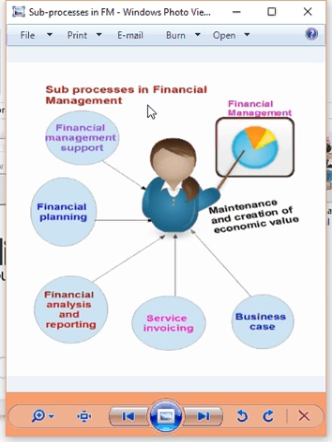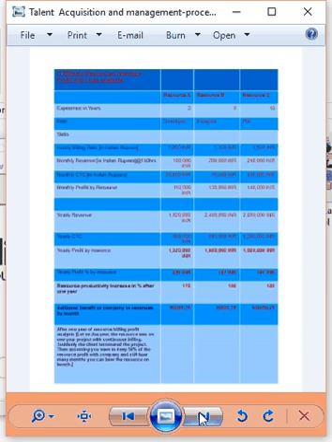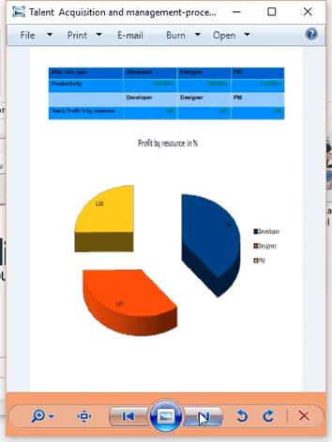And next, there are some processes in financial management involved, which are going to be covered through this. And a business case is important for every activity you are going to do, and by applying all these methods you are going to gain the economic value under financial management without further hurdles.